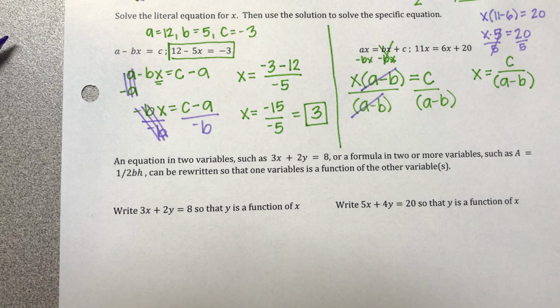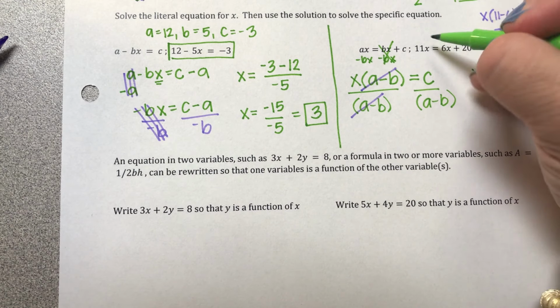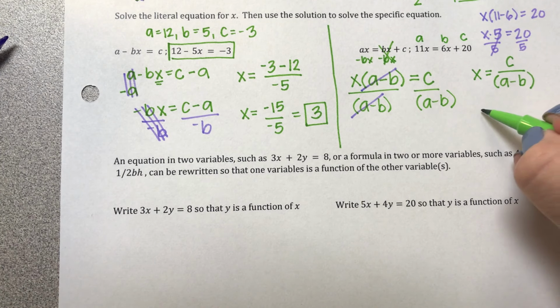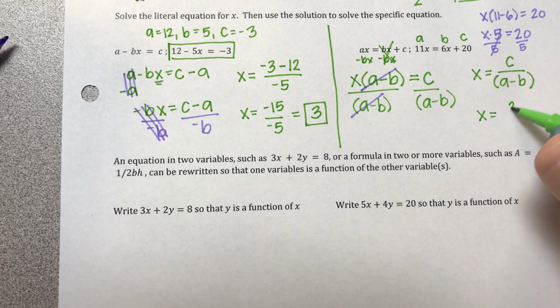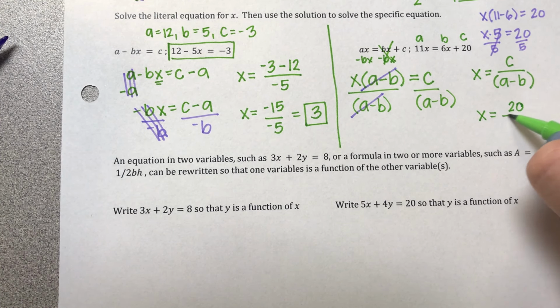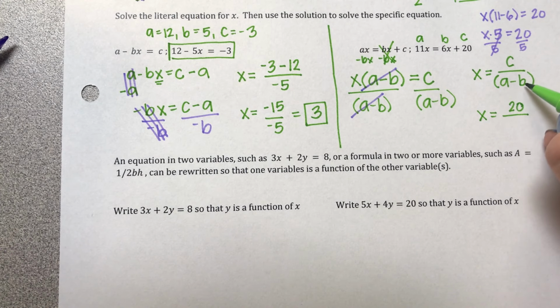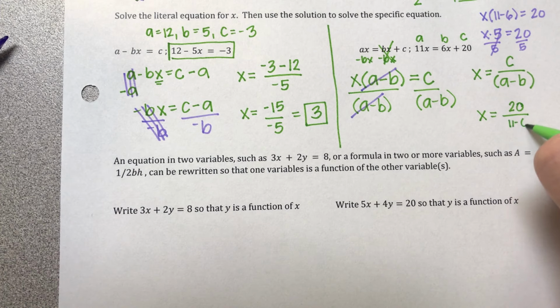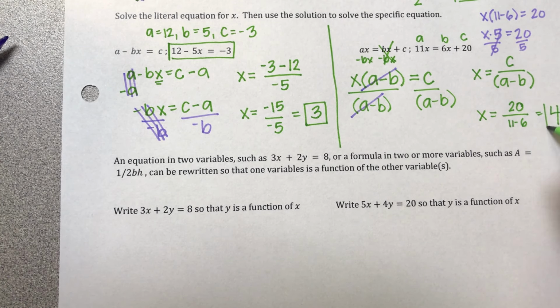So what we have to do now is, this is a, this is b, this is c. So x equals 20 divided by the quantity a minus b, 11 minus 6. So that's 20 over 5, which is 4.